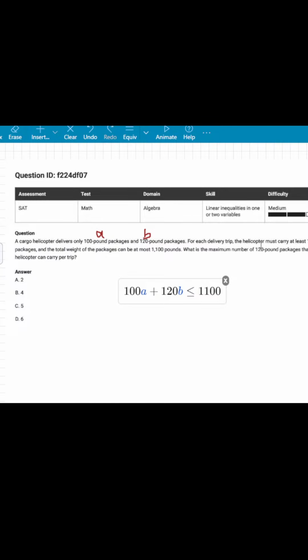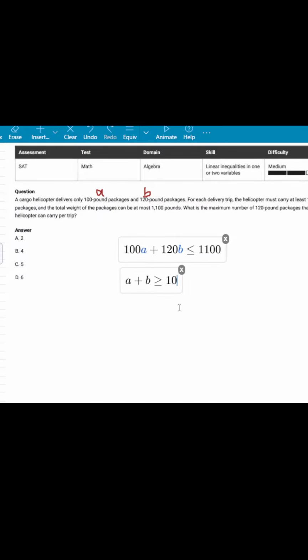And the second constraint is the helicopter must carry at least 10 packages. So A plus B is the total number of packages, so it has to be at least 10. So let us also write that inequality. A plus B will be the total number of packages. So it will be this, and this has to be at least 10. So it will be greater than equal to 10. So minimum is 10, and it can be more also. Here maximum is 1100 weight, so this will be less than equal. So these are the two inequalities we have.